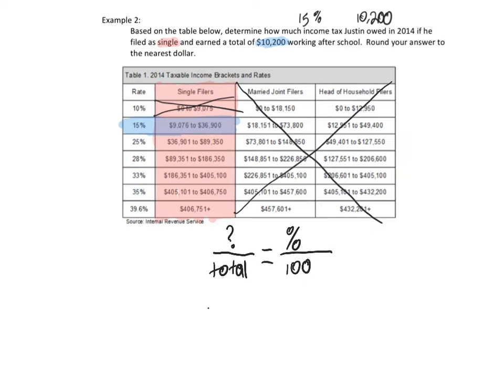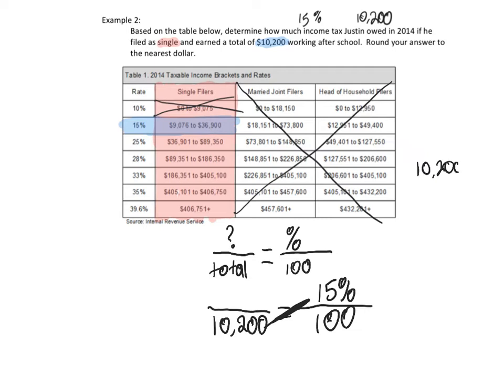So our total is going to be the 10,200. The percent we found out was 15%. And the 100 is always down here. So we're going to cross multiply. So we get 10,200. We're multiplying by 15. We get 0, 0, 10, carry the 1. That would be 0 plus 1 is 1, and 5. X these out, put an X for place value. We get 0, 0, 2, 0, and 1. Add these up.